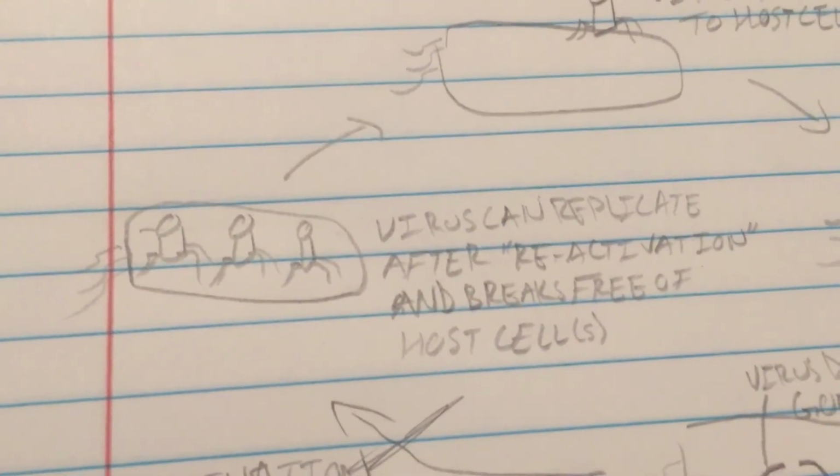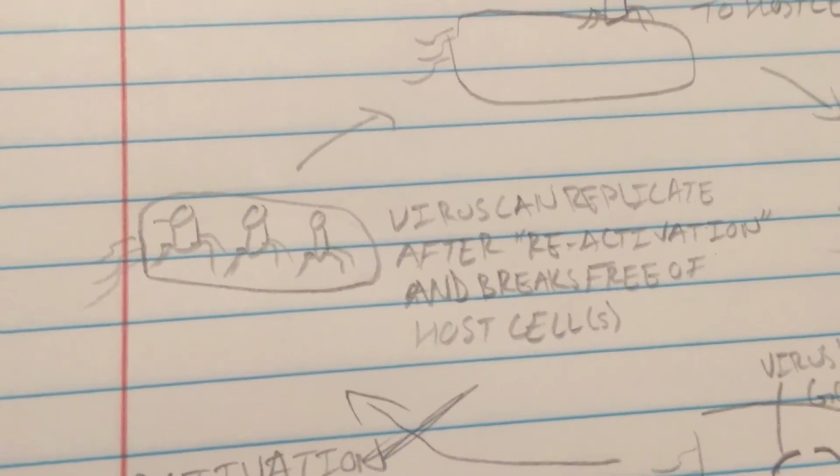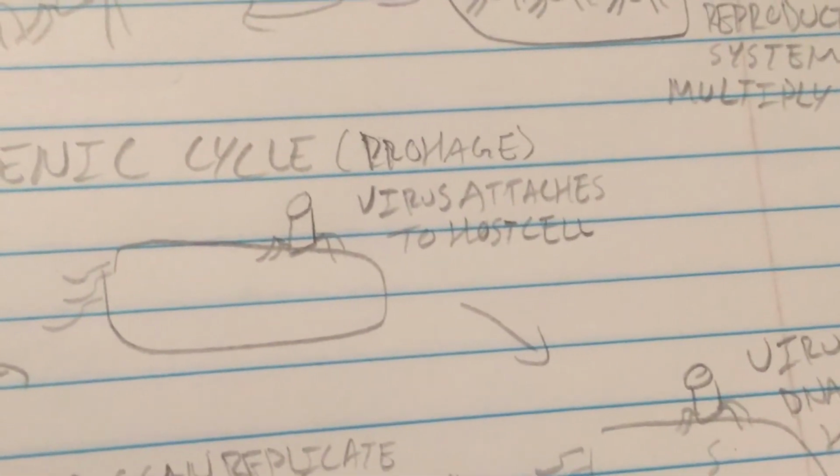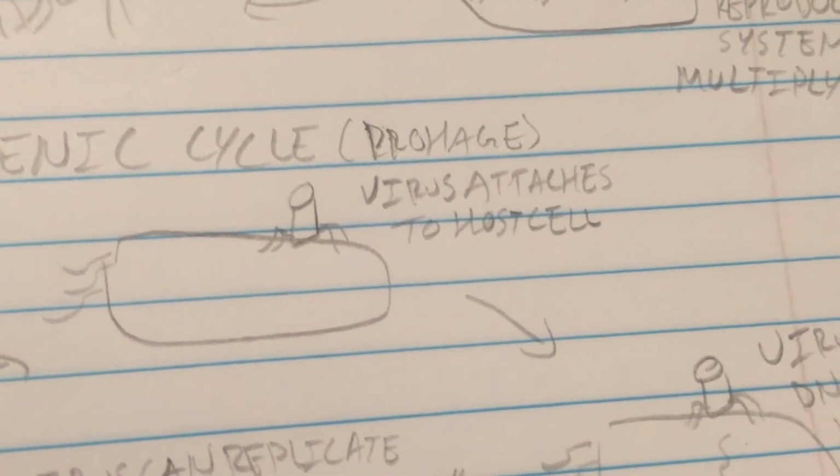the lytic cycle, where it would reproduce. The virus would come back and reproduce inside the host cell. It'll break free from the host cell or host cells that have been made through mitosis, and it will go again and attach itself to another host cell to start the lytic phase again.